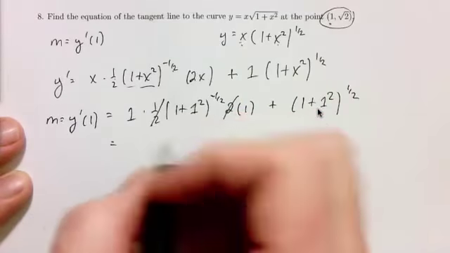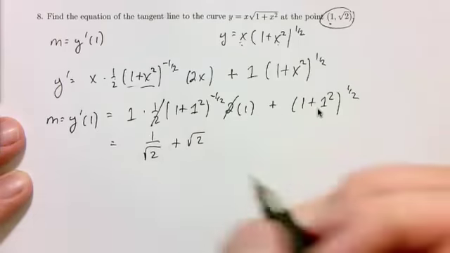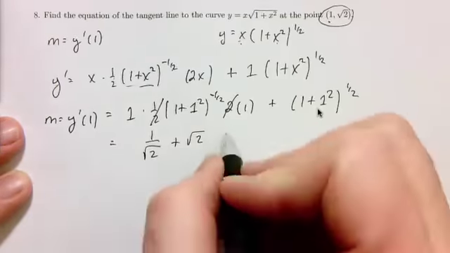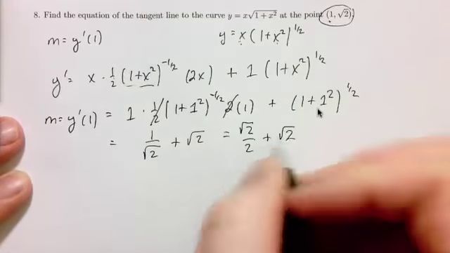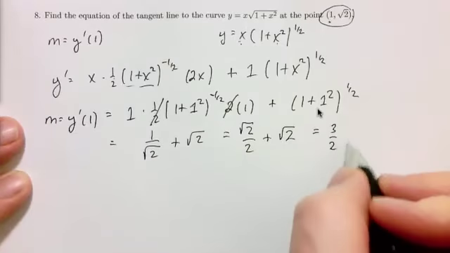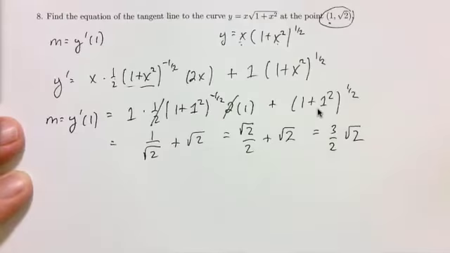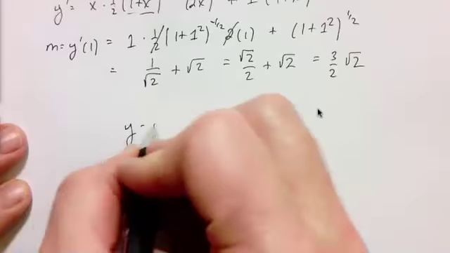So if you look carefully here for a minute, this is 1 over square root of 2 plus square root of 2. We'll rationalize that first one. So I've got 1/2 square root of 2 plus square root of 2 is 3/2 square root of 2. That's my slope. Point slope form.